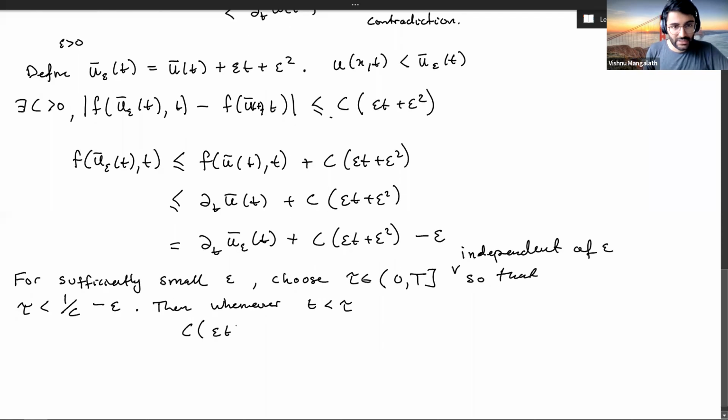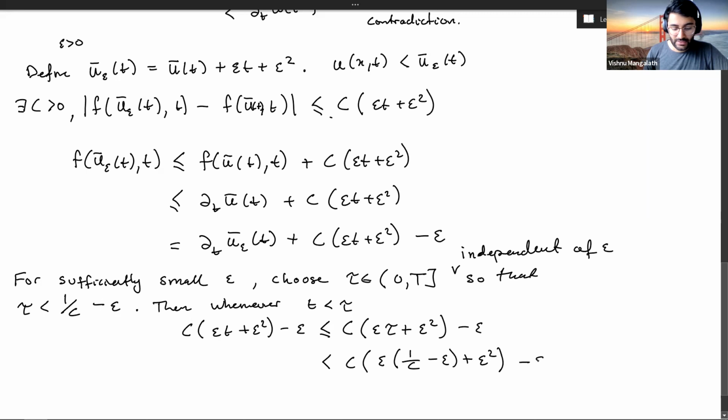C of epsilon t, so the goal is to make this whole part less than 0. C of epsilon t plus epsilon squared minus epsilon is less than or equal to C epsilon tau plus epsilon squared minus epsilon, which is less than C epsilon times 1 on C minus epsilon plus epsilon squared minus epsilon, and that is, let me just check, equal to 0. Right, so this thing here is equal to 0.